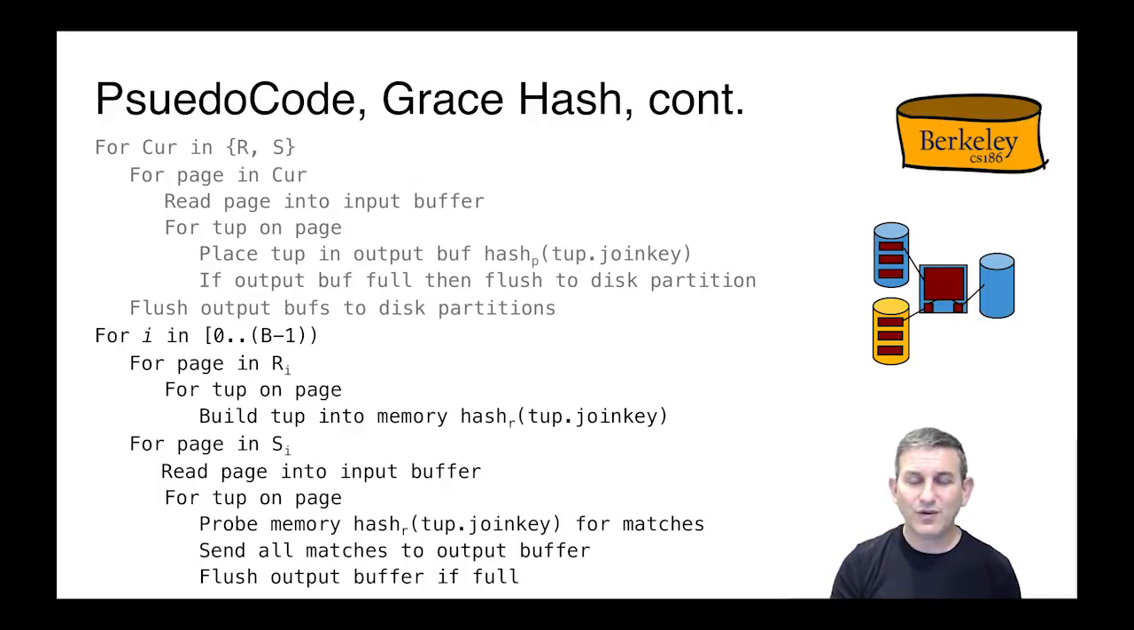In the second phase then, for each of the partitions we generated in the first phase, for I from 0 to B minus 1, for each page of R sub I, where R is the building relation, for each tuple on that page, we insert it, or sometimes we say we build it, into that main memory hash table on hash sub R of tuple.joinkey. So we do that for all of R, and now that R sub I partition is in that main memory hash table. Then for each page in the matching S sub I, we read that page into the input buffer on the lower left of our memory box there. And for every tuple on that page, we probe the main memory hash table looking for matches, and we send all the matches to the output buffer. And of course, if the output buffer fills, we flush it to disk. It's that simple.